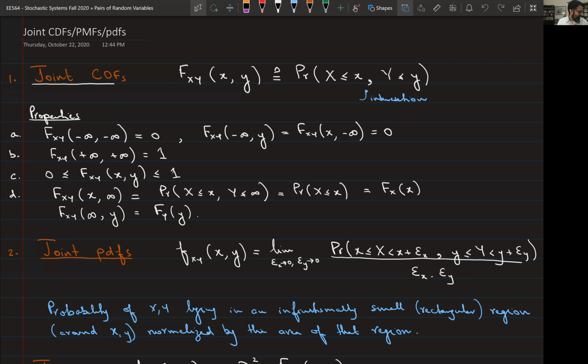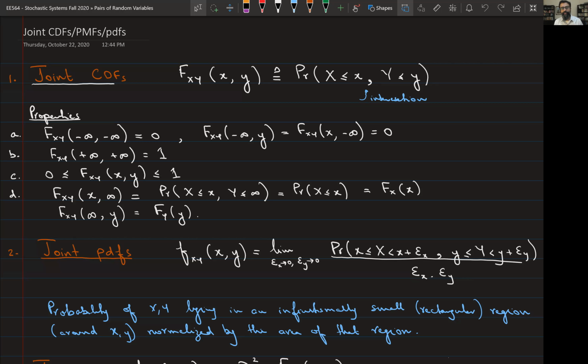So let's begin. Let me give you a very quick review. It's been a while. So, a review of what we've done so far in pairs of random variables. We started a new chapter last week, and we started talking about how you characterize more than one random variable. In particular, how do you characterize two random variables?